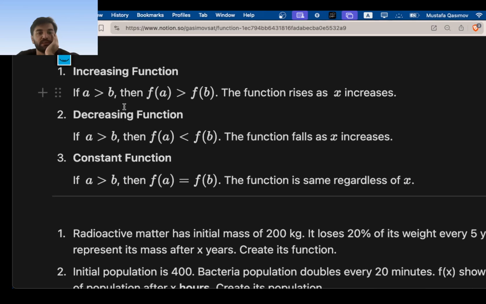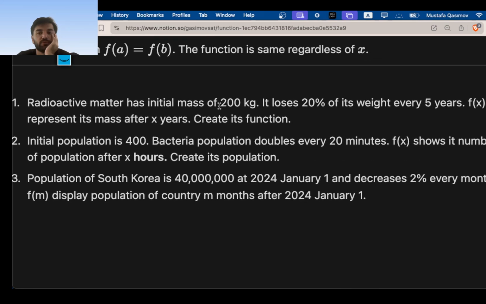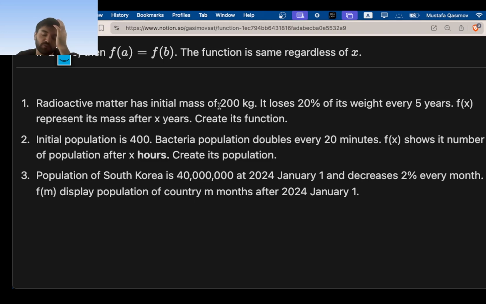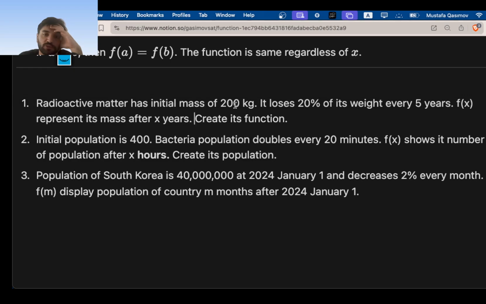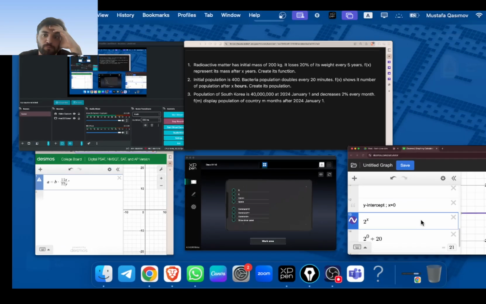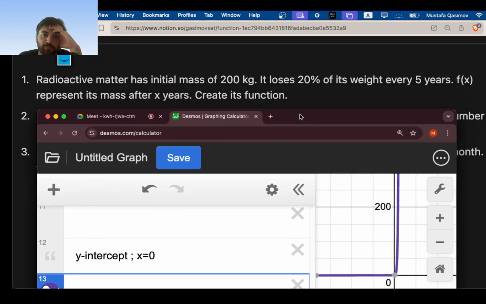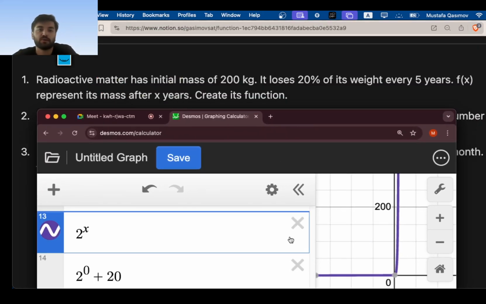Okay, for the exponential function, the most important thing is finding its equation. Most of the time they will give you a sentence like that and ask you to find this equation. Okay, I am doing the first one, you will do the second and third one, okay?